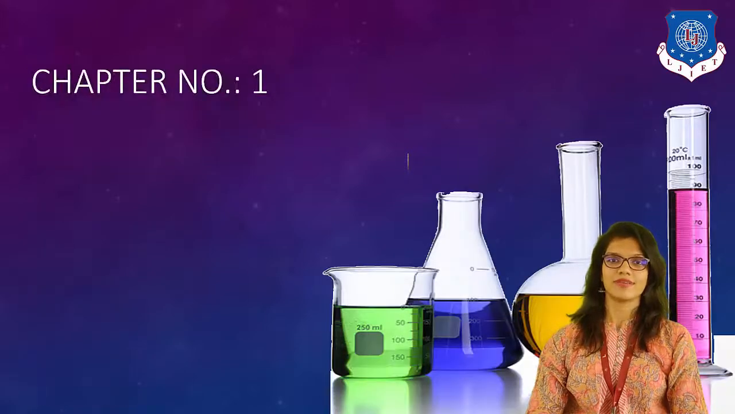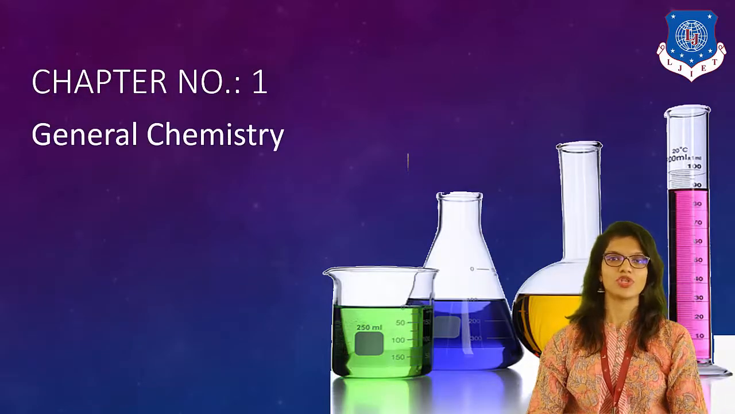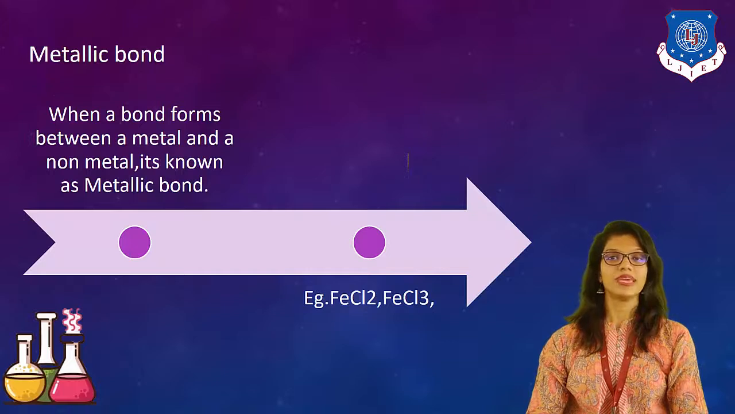Now, in our previous session, we started our chapter number 1, which is general chemistry. In this particular subject, we have to look into different kinds of general chemistry principles. Then we have to look into certain kinds of nanochemistry principles, green chemistry principles, etc.